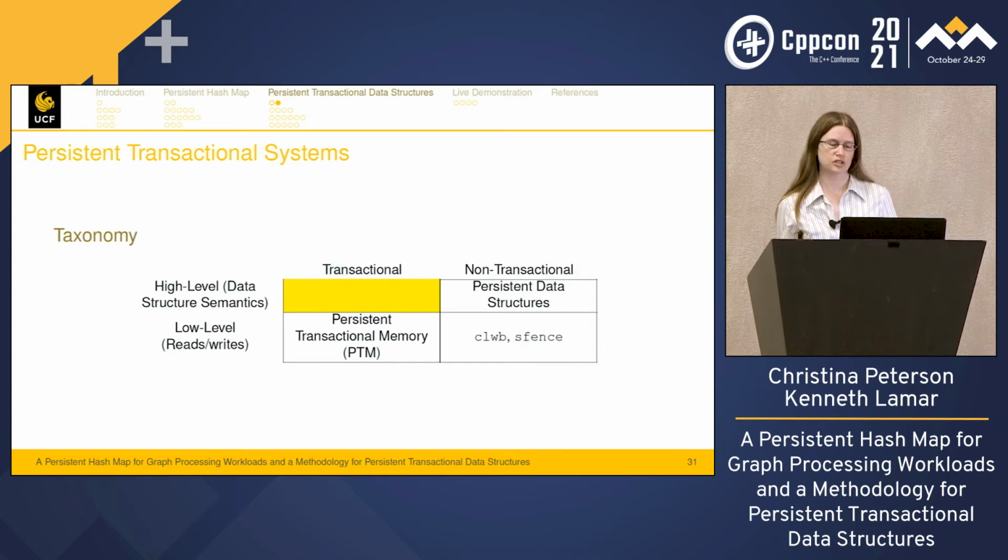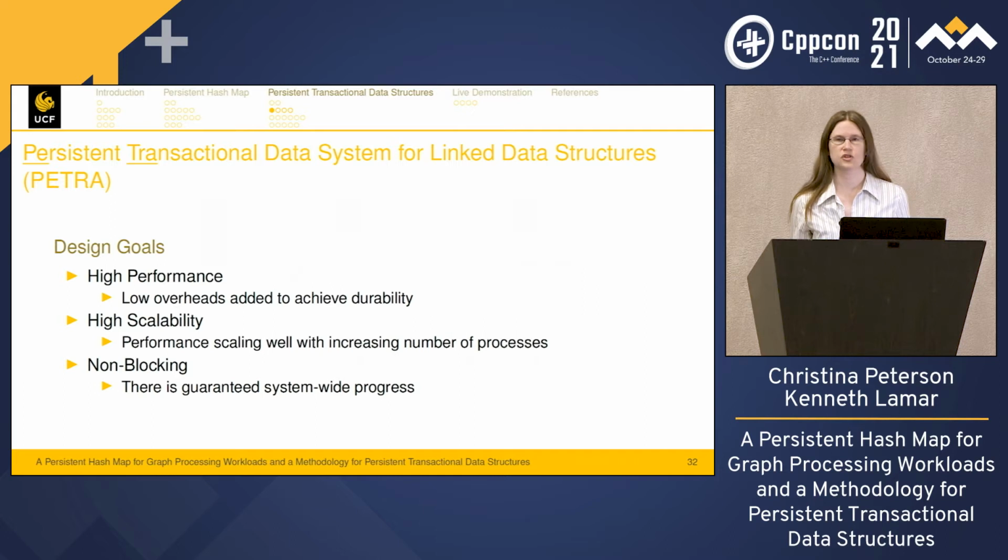Now, if you want some data structure semantics, you need to include design using persistent data structures. And there have been several persistent data structures in literature that have been proposed. Now, if you want transactional support, there have been persistent transactional memories in literature, but they synchronize on the low-level reads and writes. One benefit is that if you synchronize on high-level semantic conflicts, you can get performance gains. And there was a gap in this research area. And so we filled that gap with a persistent transactional data system for linked data structures, which we call Petra.